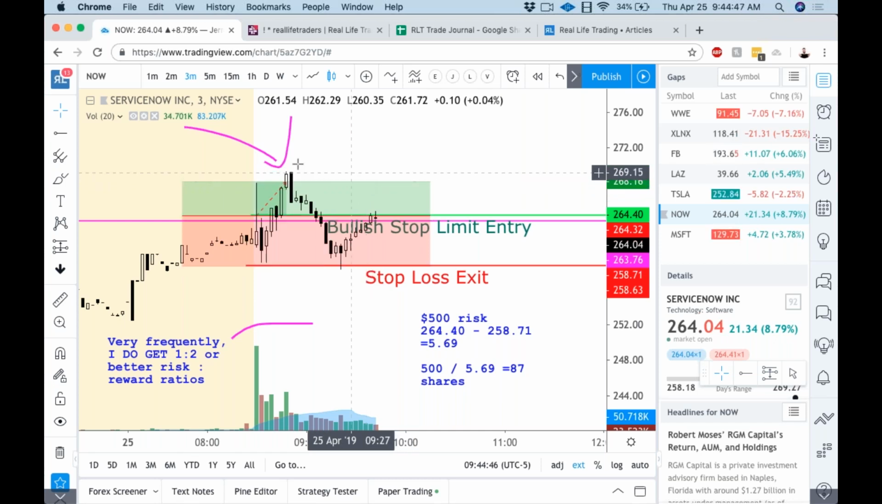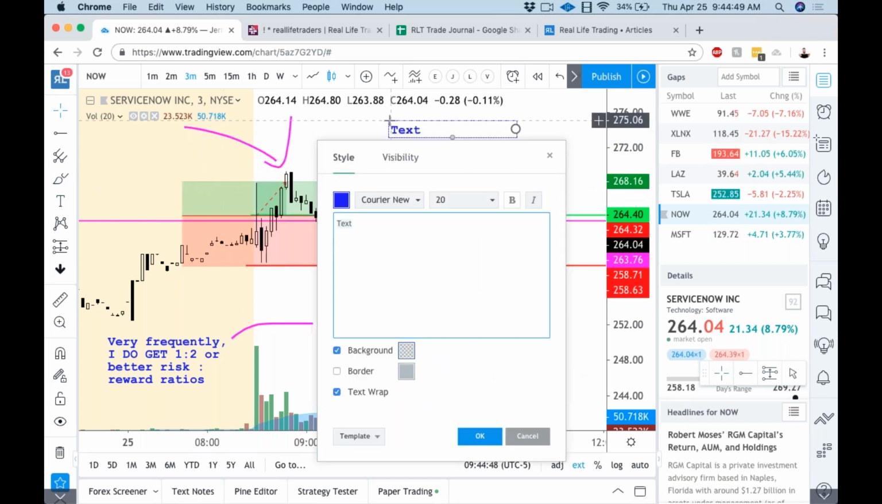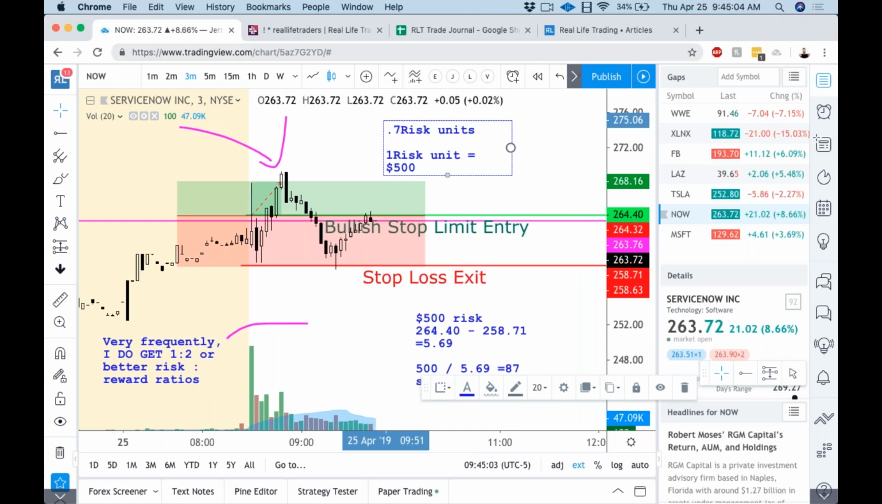So on this trade, I would have made 0.7 risk units. If one risk unit on this trade is $500, how much would 0.7 risk units be? Who wants to do that math for me? If my risk is $500, I already know the answer, but I'm just excited to see if anyone else out there knows the answer.